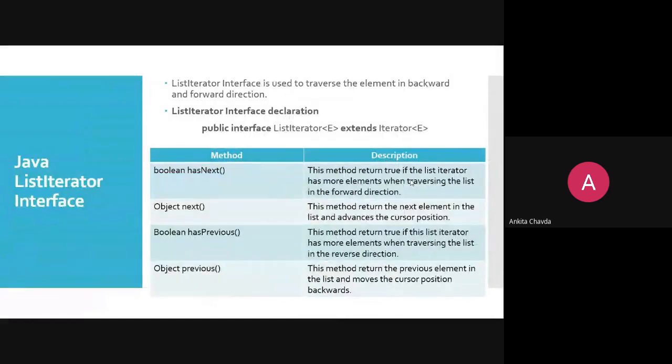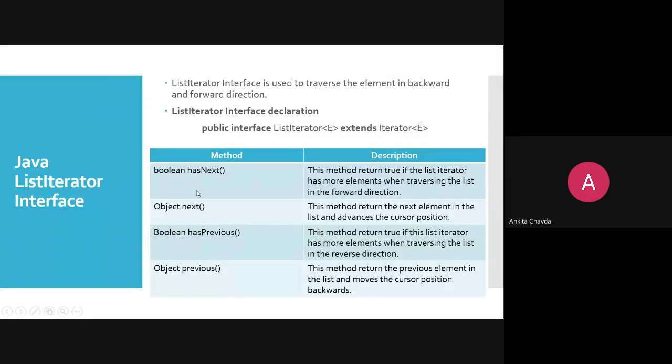Reverse, if you are traversing through the backward position, you are traversing from last to first, right? So you have the hasPrevious method. This method will return true if the list iterator has more elements when traversing the list in the reverse direction, from last to first. So you don't have to use hasNext. Instead of that, you have to use hasPrevious. This method returns the previous element in the list and moves the cursor position backward.